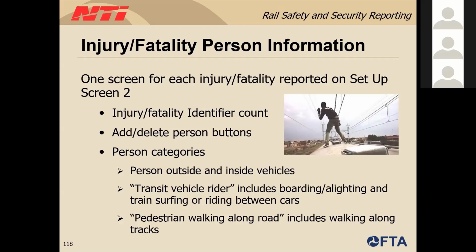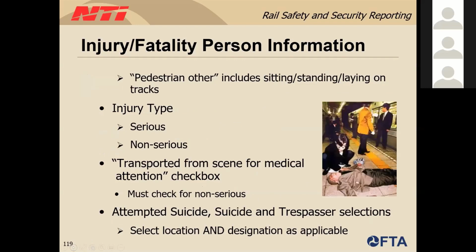Pedestrians walking along road also includes walking along rail tracks. Pedestrian other is the best choice for people sitting, standing, laying on tracks. The injury form includes selections for the nature of the injury, serious or non-serious, and there is a checkbox to indicate if the person was transported.